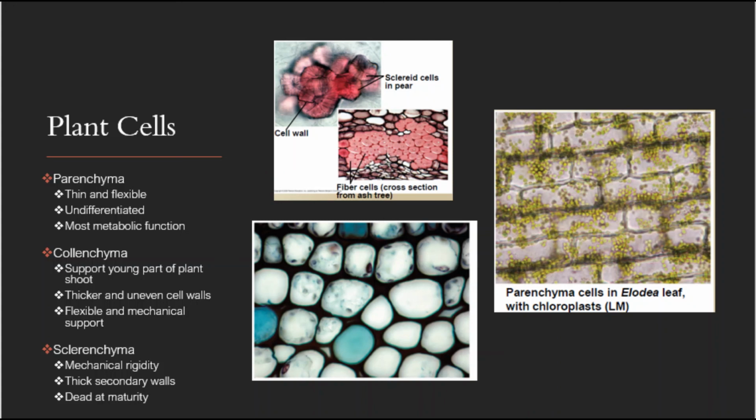The next is collenchyma cells, and these are grouped and they support the young parts of the plant shoot. They have thicker walls than the parenchyma, and they are used for flexible support and mechanical support because of their thickness.